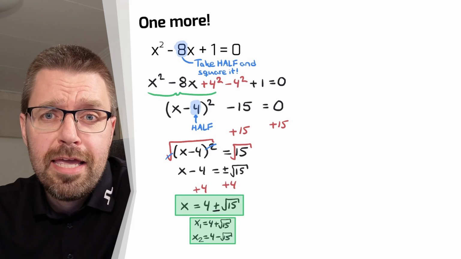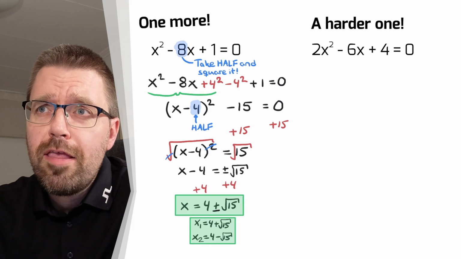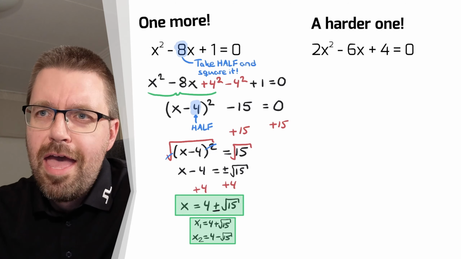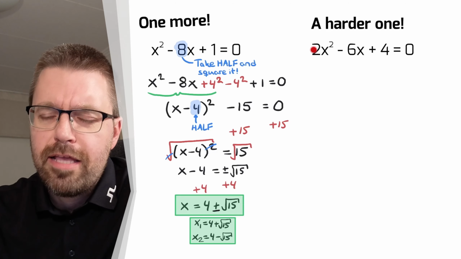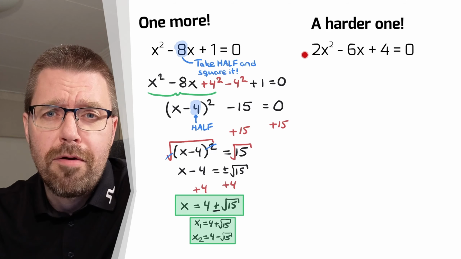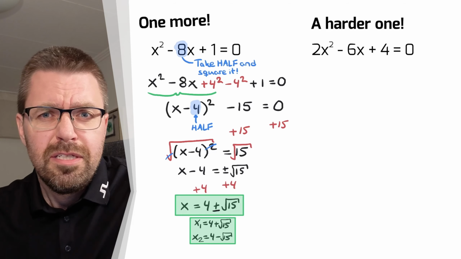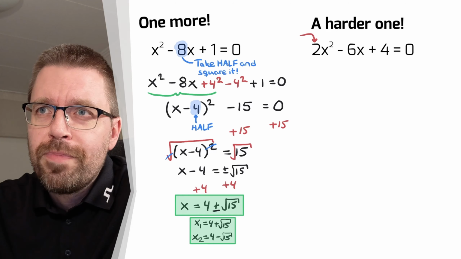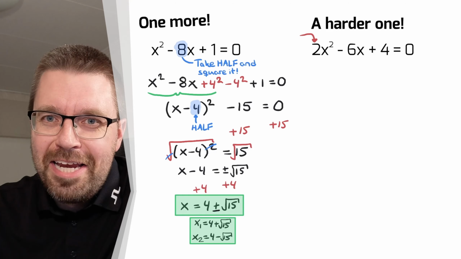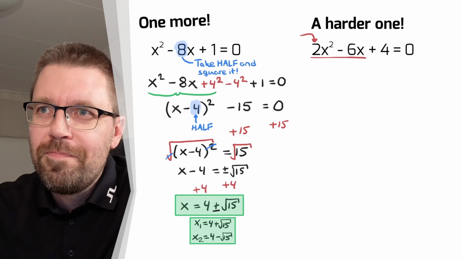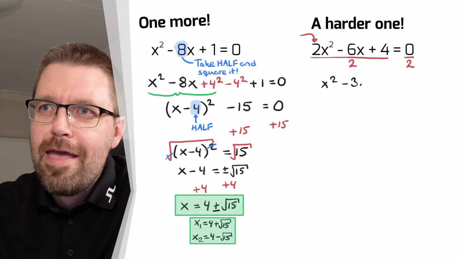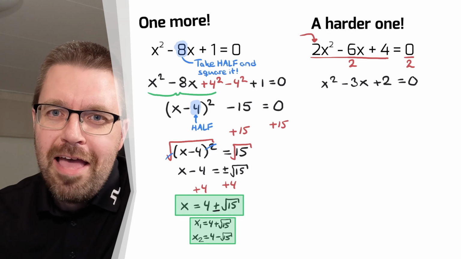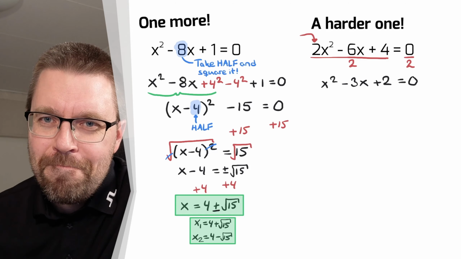Now it's time to take a little harder equation. 2x squared minus 6x plus 4 equals 0. And at first, I don't like this coefficient before x squared, because I can't take the square root of this one in an easy way. So my solution is to divide all terms by 2, like this. So we have x squared minus 3x plus 2 equals 0 instead. And this one, I like it much better.